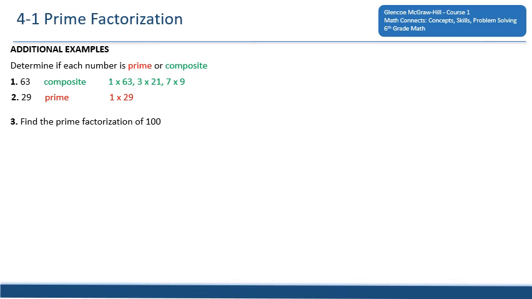Find the prime factorization of 100. So we have 4 times 25. We can factor 4 into 2 times 2, and 25 into 5 times 5. Prime factorization of 100 is 2 times 2 times 5 times 5, or 2 squared times 5 squared.